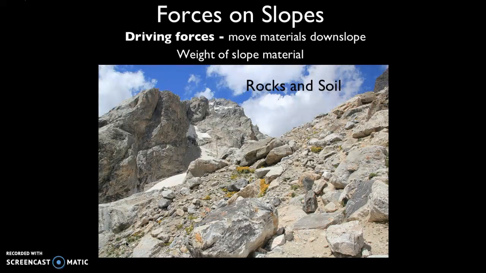And the main driving force is going to be the weight of that slope material. So in this case, as the picture is showing, the rocks and the soil are on top of the slope, and if there was subsequent, say, rockfall from this cliff over here onto the slope, it may be too much weight so that the whole slope would weaken, and there may be a slide or a flow or a slump to occur in that particular slope. So again, driving forces are those that move materials down slope. The main driving force is going to be the weight of that slope material.